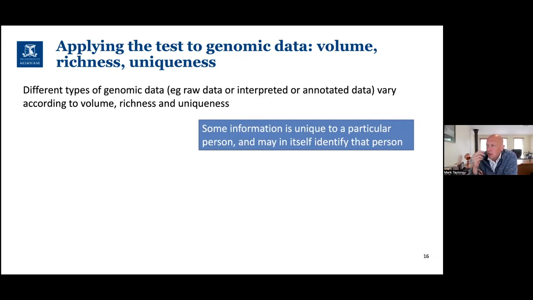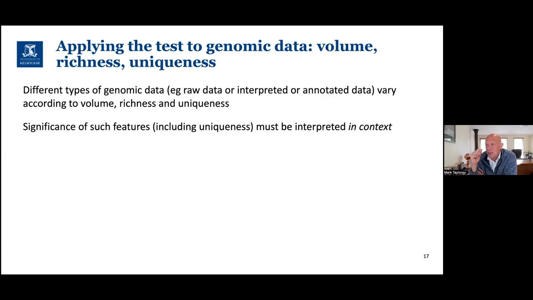The guidance states some information is unique to a particular person and may in itself identify that person. But I have to say, I don't think this guidance from the regulator is particularly helpful in the way it makes that point, because even the most unique information still needs that capacity to connect, that context which allows for connection between an individual and the data in question.